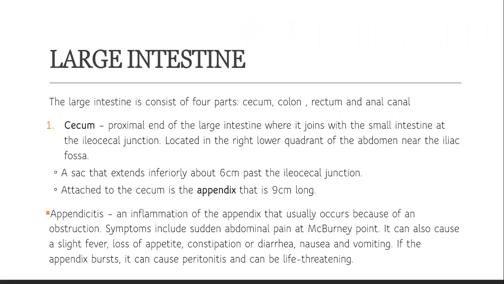Then we have our large intestine. The large intestine consists of 4 parts: the cecum, colon, rectum, and anal canal. So when we say cecum, it is the proximal end of the large intestine where it joins with the small intestine at the ileocecal junction, and it is located in the right lower quadrant of the abdomen.